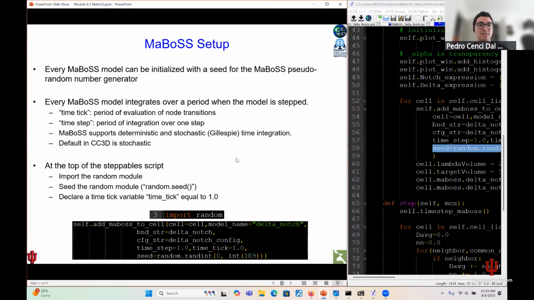MaBoSS supports deterministic and stochastic time integration. So the deterministic we already saw, every step, all the nodes simultaneously will change based on the interactions. And the stochastic integration, which is this one where you set probabilistic rates, is the Gillespie algorithm, which is the default option when you are using MaBoSS in CompuCell3D.